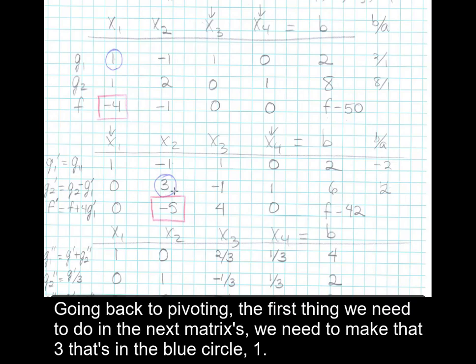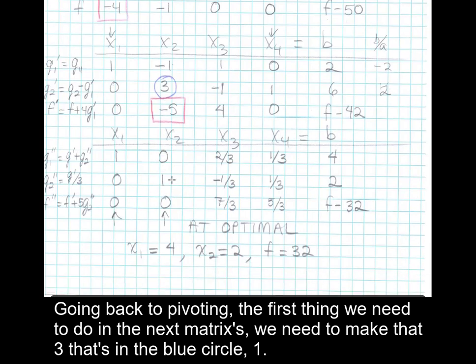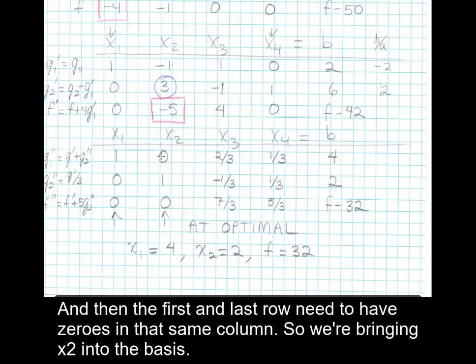Going back to pivoting, the first thing we need to do in the next matrix is make that 3 that's in the blue circle 1. And then the first and last row need to have zeros in that same column. So we're bringing x2 into the bases.